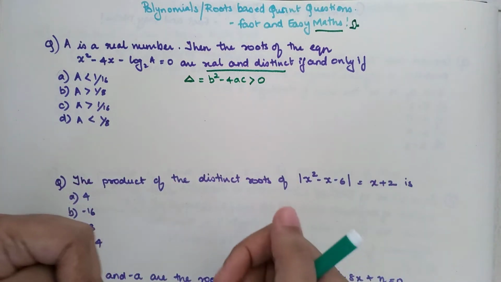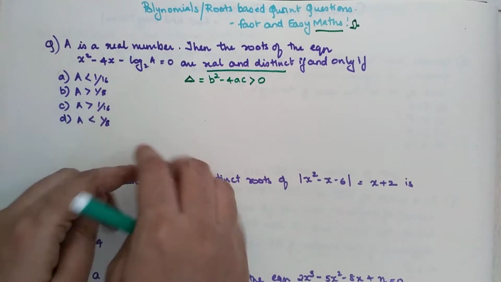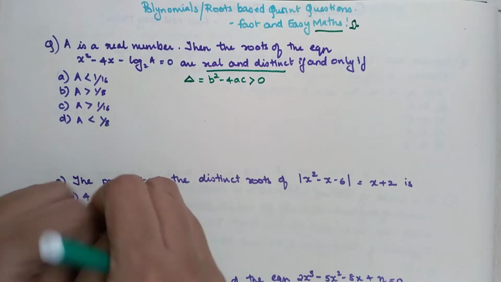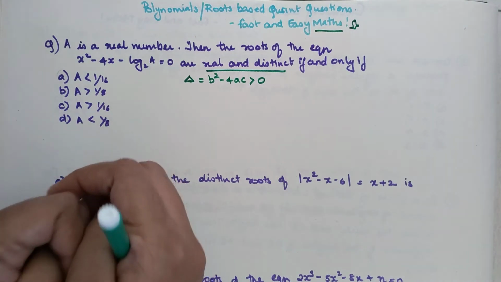Because in this video we're not just going to talk about discriminant, we are going to talk about different kinds of sums which are generally asked in all these entrance exams such as GMAT, CAT, SAT, ACT, etc.